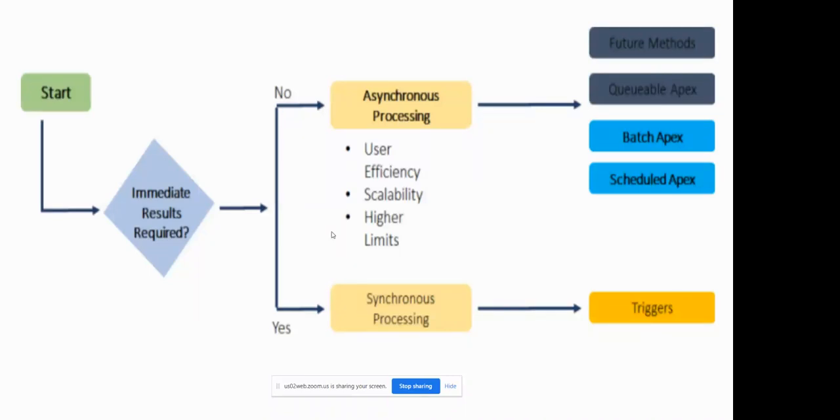Okay, now let's say you have a requirement saying you want an immediate result. If you want an immediate result, that is synchronous, right? So it comes to the synchronous, and you can do it through triggers, right? If no, then the asynchronous process comes into the picture. It can be done through several methods, right? So these are the 4 ways that you can do asynchronous processing in Salesforce: future method, queueable Apex, batch Apex, and scheduled Apex, right? Now we are going to see how these 4 asynchronous Apex types work and how we can code, right? Let's move.